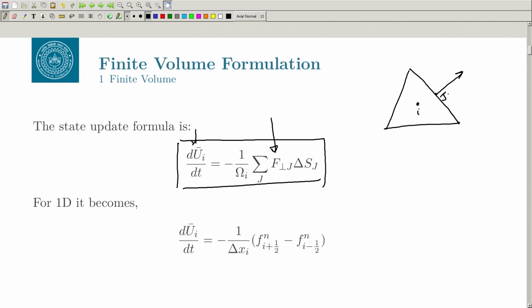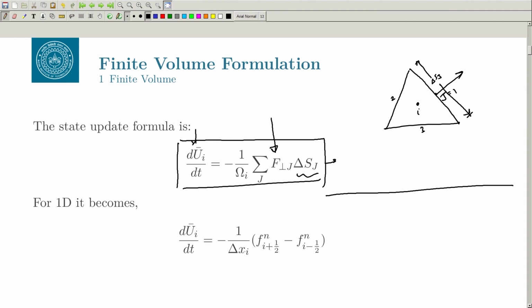So, you have j equal to 1, j equal to 2 and j equal to 3, and multiply with the area. This will be your delta S j. In 3D it will become the cell volume, so this is in fact called the cell volume. In 1D it will be just the delta x. So, this is a general formula. We used the Gauss divergence theorem to derive this formulation.